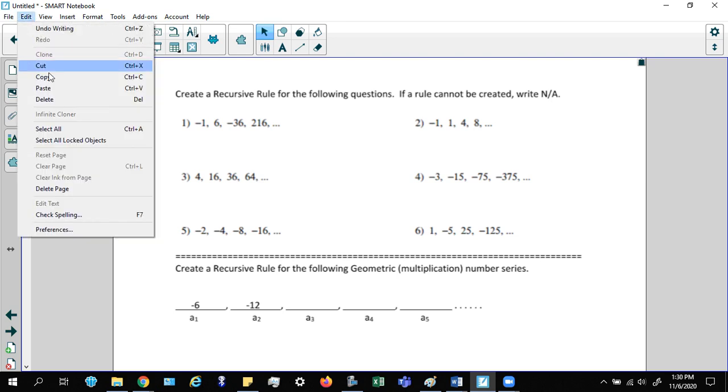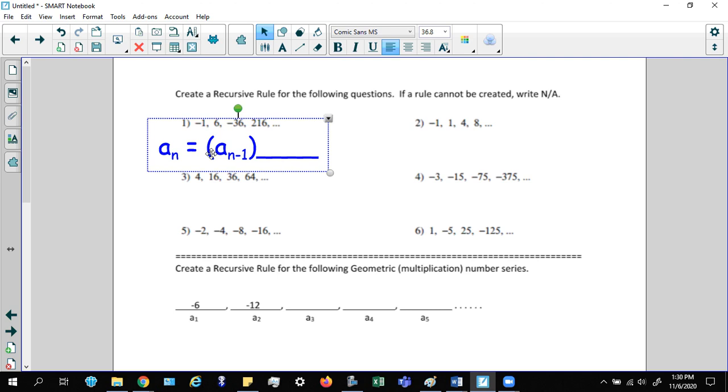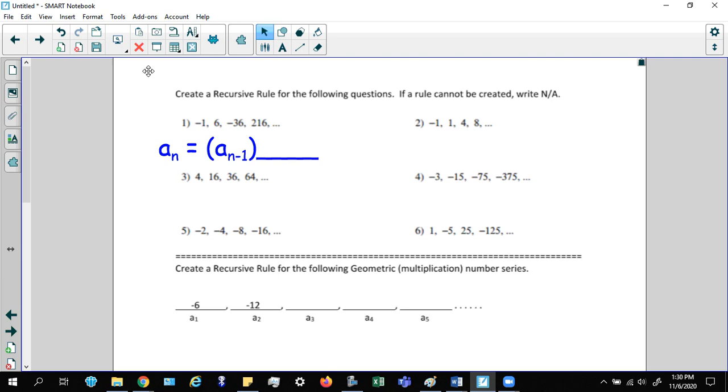All right. So for the next one here, just looking at question number 1 of this section, it says create a recursive rule for the following questions. If you notice question number 1, this is a little tricky. It's tricky if you don't know much about the numerical system, all right?